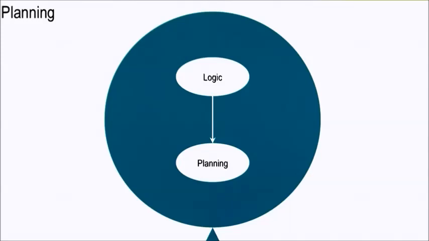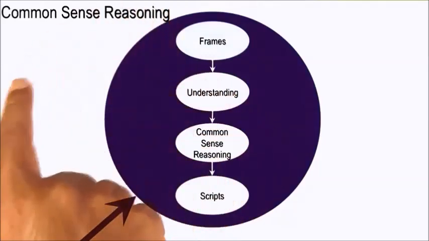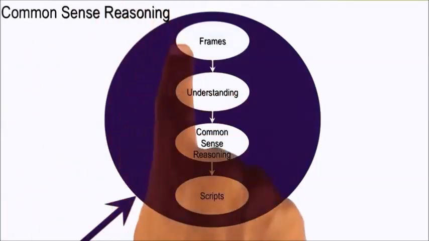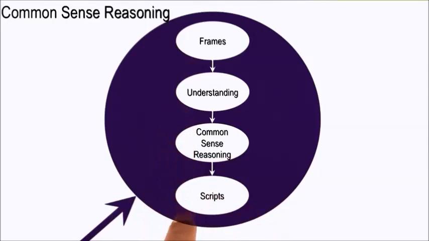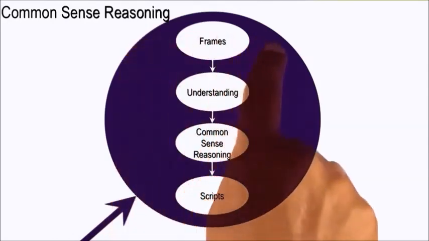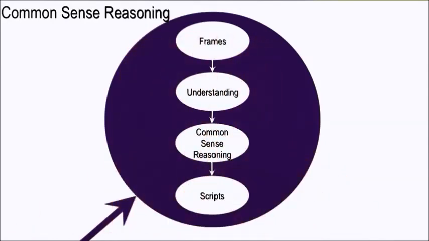Under common sense reasoning, we covered several important lessons: frames, understanding, common sense reasoning, and scripts. Frames is a structured knowledge representation language that allows us to do understanding. Understanding is such a common everyday activity. We are trying to make sense of the world, but the world is ambiguous. The word take, for example, can have so many different meanings. We saw how frames allow us to disambiguate different meanings of the word take.